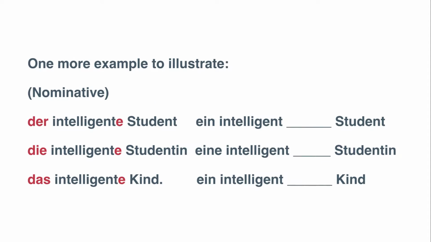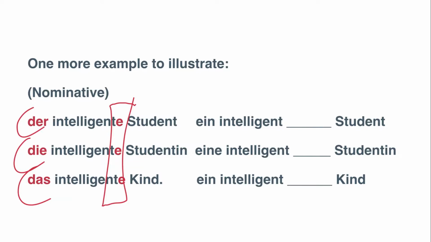So one more example to illustrate, all in the nominative case, which, as you know by now, is the subject case. Der intelligente Student, die intelligente Studentin und das intelligente Kind. Lots of smart people and 3 different grammatical genders with a definite article, der, die, das, and, as we said before, the same ending on the adjective, because we already know, oh yeah, masculine nominative, feminine, and neuter.